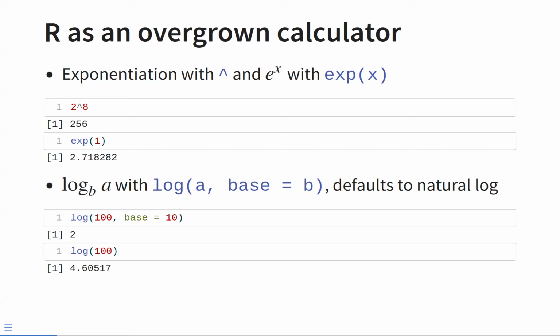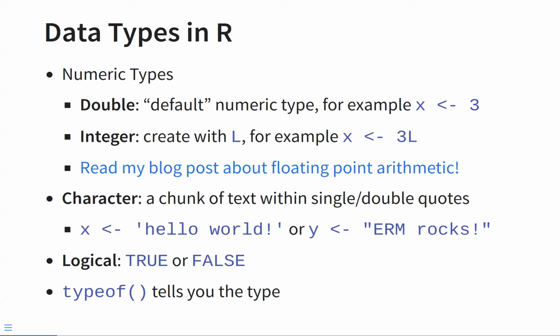R also has a built-in logarithm function. It is called log, helpfully. It defaults to the natural log, but if you want to specify a base other than e, you can do so. You just have to supply this additional function argument, base equals b. So here's an example. To take the log base 10 of 100, we type log 100, comma, base equals 10. And as expected, that gives us 2. Whereas if we don't supply the base equals 10, we're getting the natural log of 100, which is about 4.6.